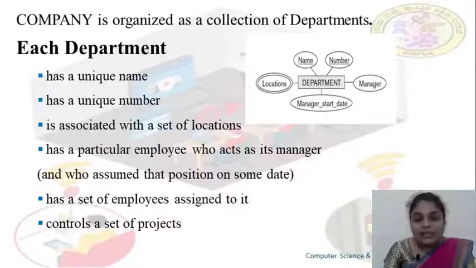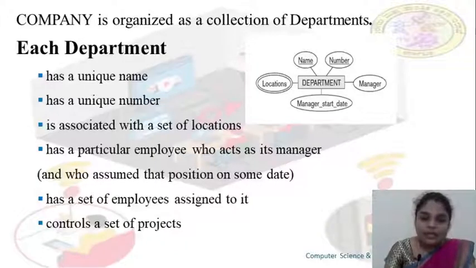So after discussing with the user, the database designer came to certain assumptions. In order to design a company database, these are the assertions or requirements we have assumed even before starting our actual development: the company is organized into a collection of departments, where each and every department has a unique name, a unique number, and a location associated with it, a manager, and employees, and a department should work on a few projects, right?